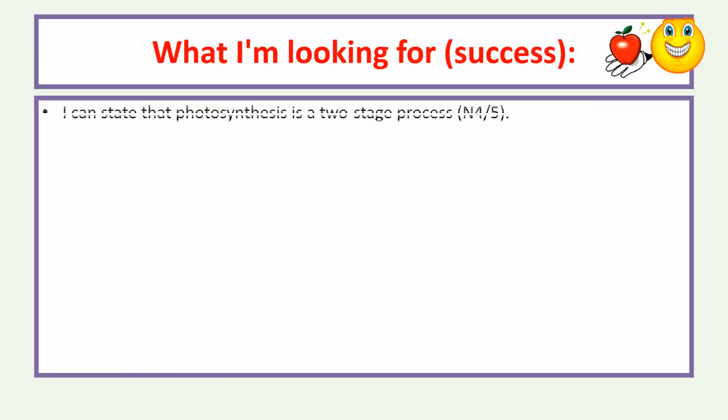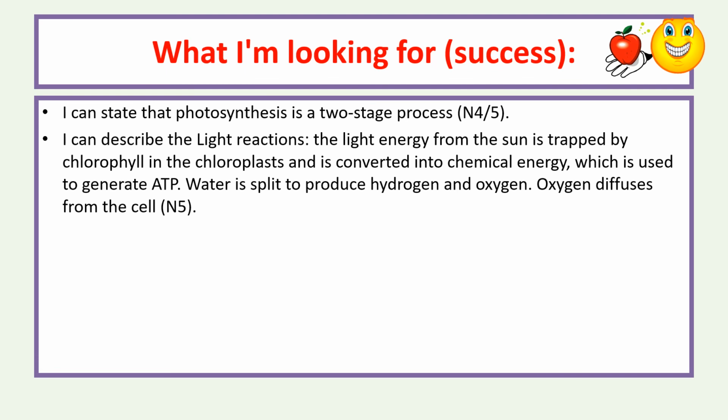We have now come to the end of the lesson, so you should now be able to describe the light reactions, which is when light energy from the sun is trapped by chlorophyll in the chloroplast and is converted into chemical energy, which is used to generate ATP. Water is split to produce hydrogen and oxygen. Oxygen diffuses from the cell.